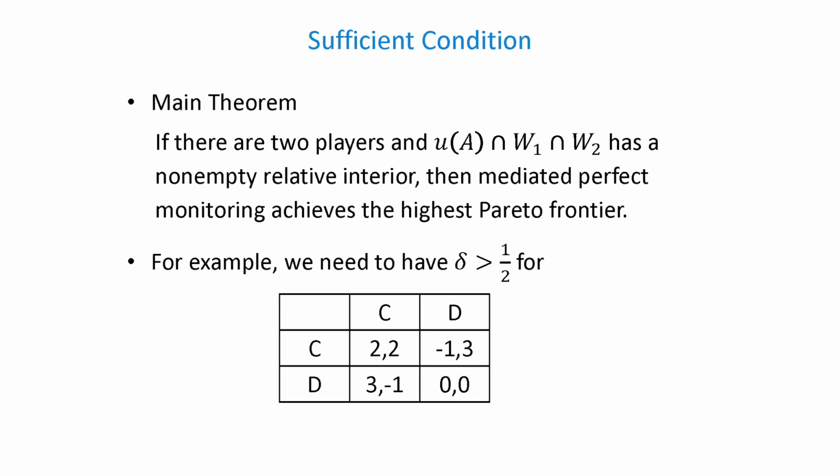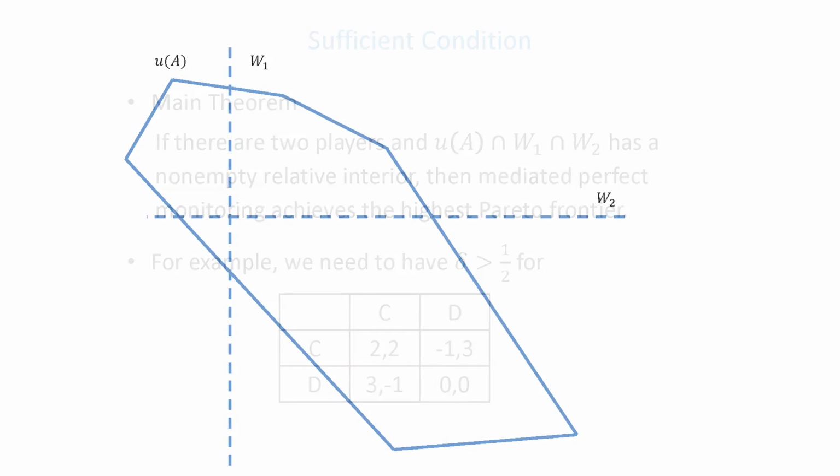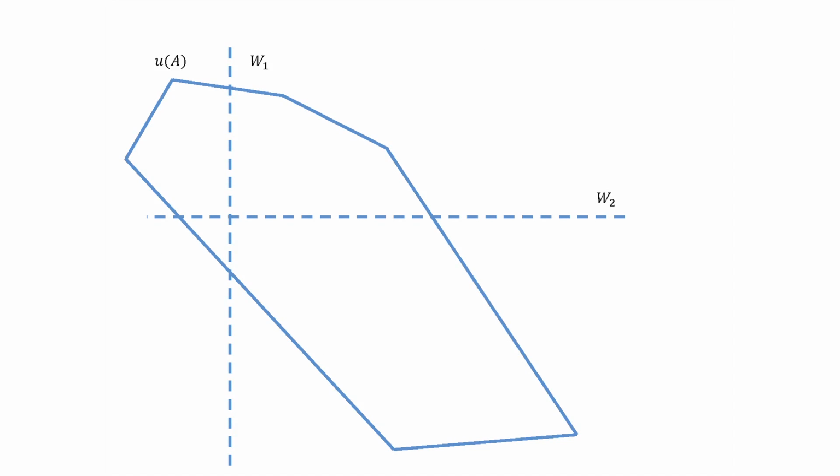So picture-wise, the set of feasible payoffs is here. W1 means that as long as the continuation payoff is here, player 1 does not want to deviate. And the set W2 is the set where, as long as the continuation payoff is here, player 2 does not want to deviate. And if this set is non-empty, then we are fine.